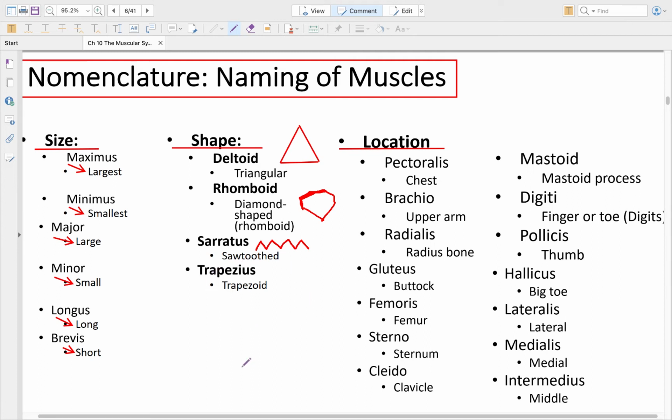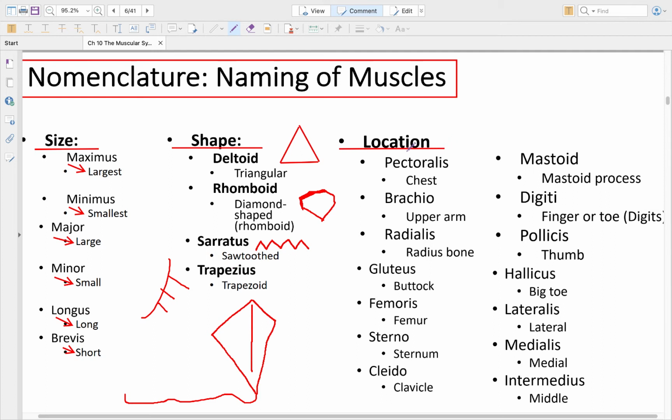Trapezius. Something that is a trapezoid shape is a kite shape, like the kites you used to fly when you were a kid, like a little kite that you fly when the sunshine is out and the wind's blowing. This is the trapezius shape. All right, so we have deltoid, triangle; rhomboid, diamond shape; serratus, sawtooth; and trapezius, kite shape.